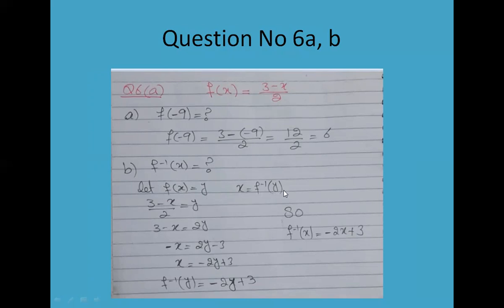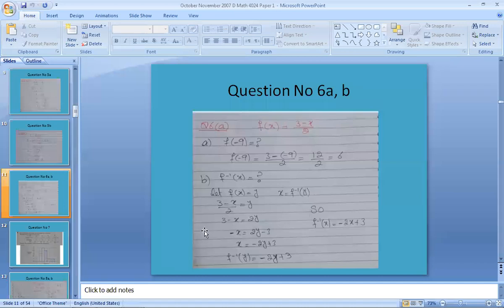So in the place of x, I can write f inverse of y. In the place of this x, I wrote here f inverse of y equals minus 2y plus 3. Then I will change the variable. So in the place of y, I will put x. So f inverse of x is equal to minus 2x plus 3. So it's a very famous kind of question which must come in the paper. Hopefully you understand.